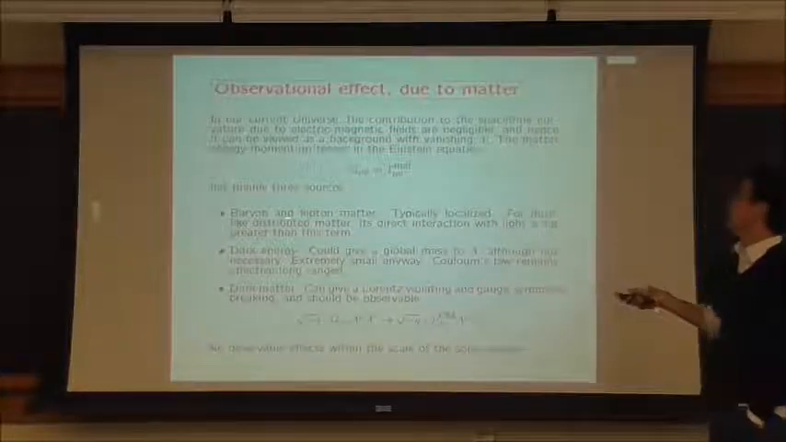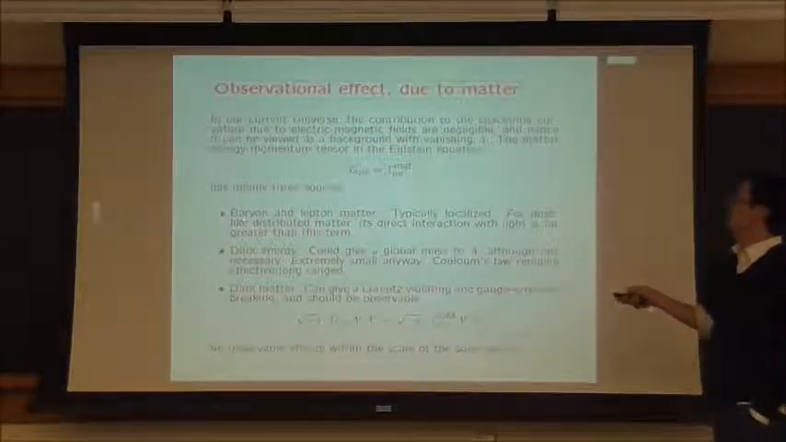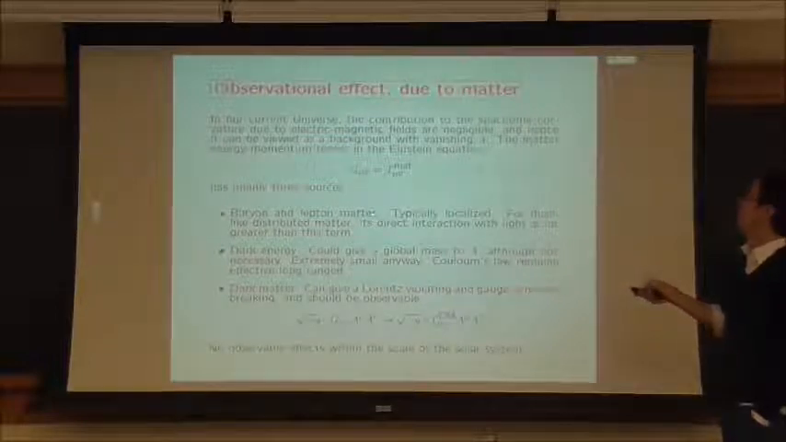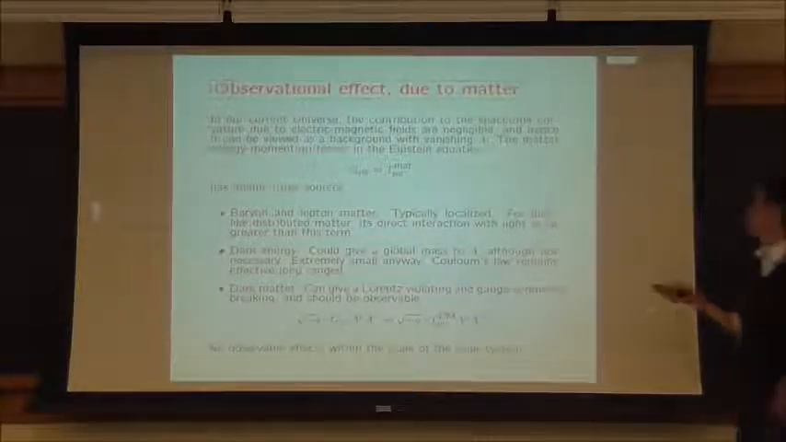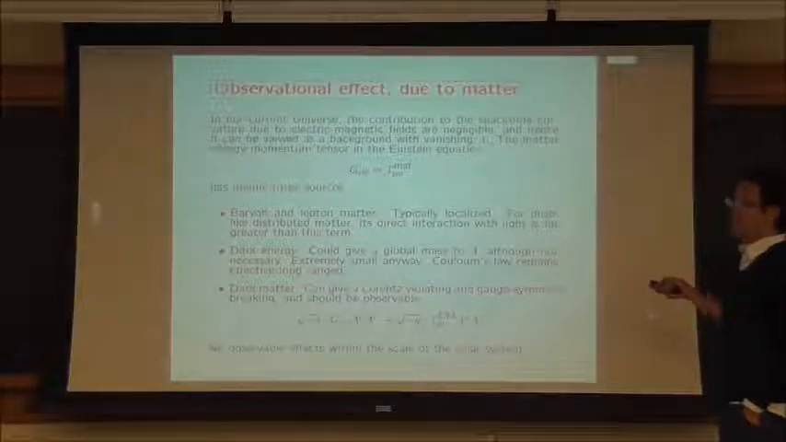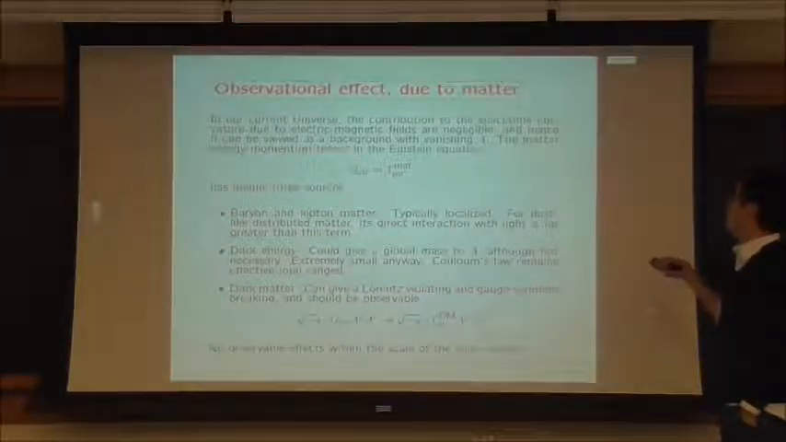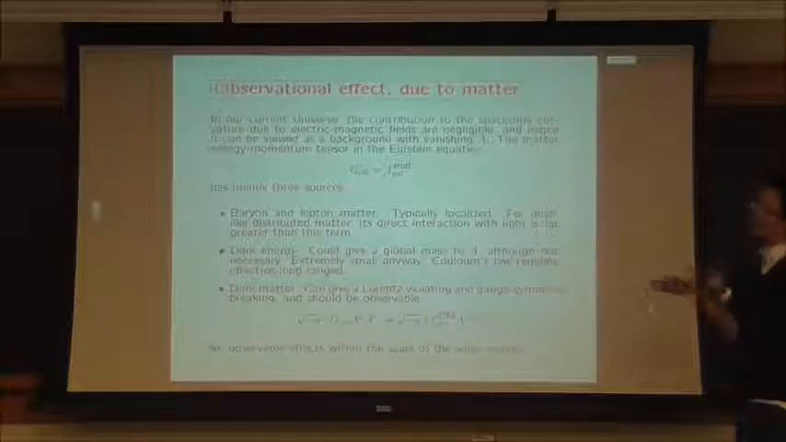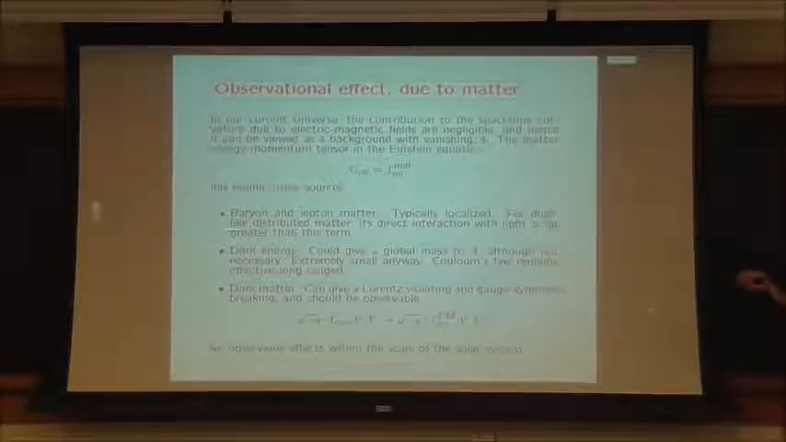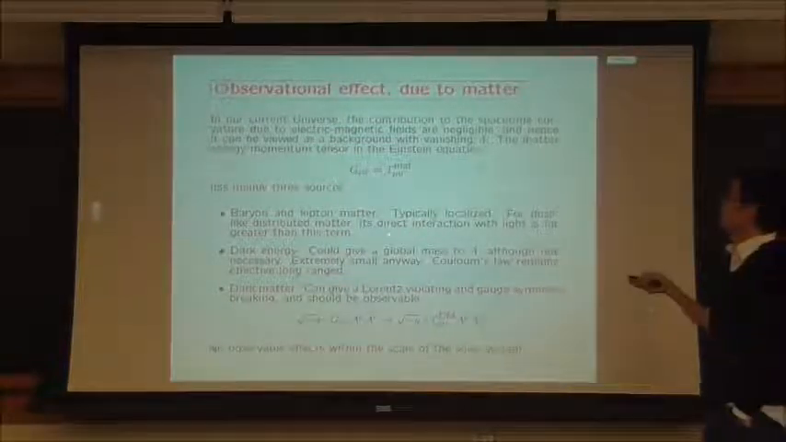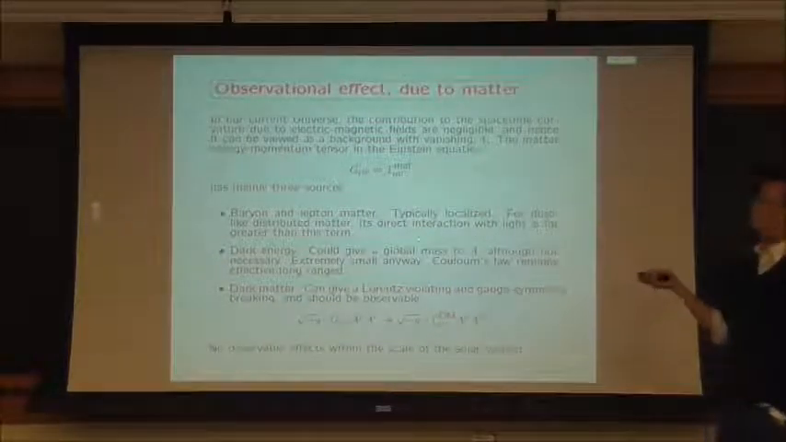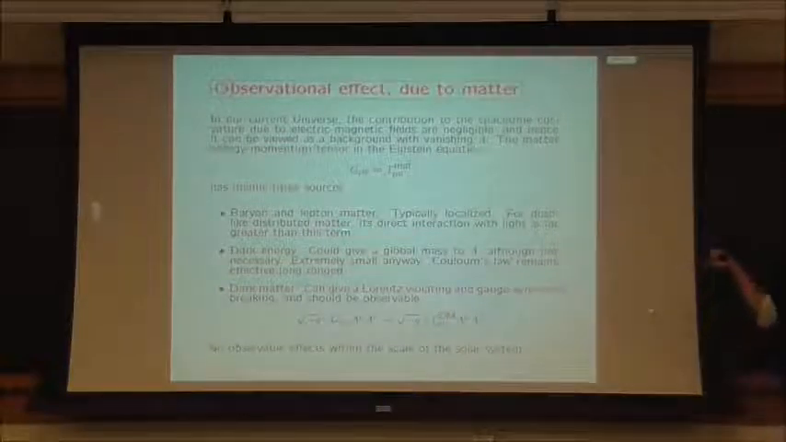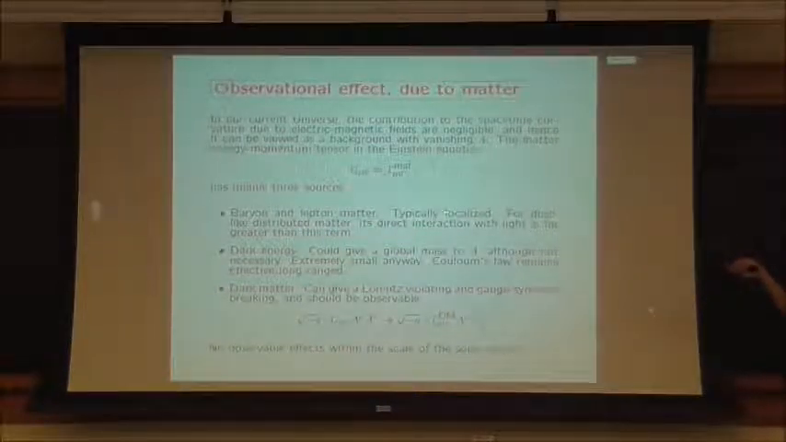It has mainly three sources. One is baryon or lepton kind of matter, and that matter typically localizes. So if you have a black hole, the light doesn't really care because you will be outside the black hole. But for distributed matter, like gas or dust, the direct interaction of this matter with the light is far greater than this term. So for this matter, this contribution can be ignored.